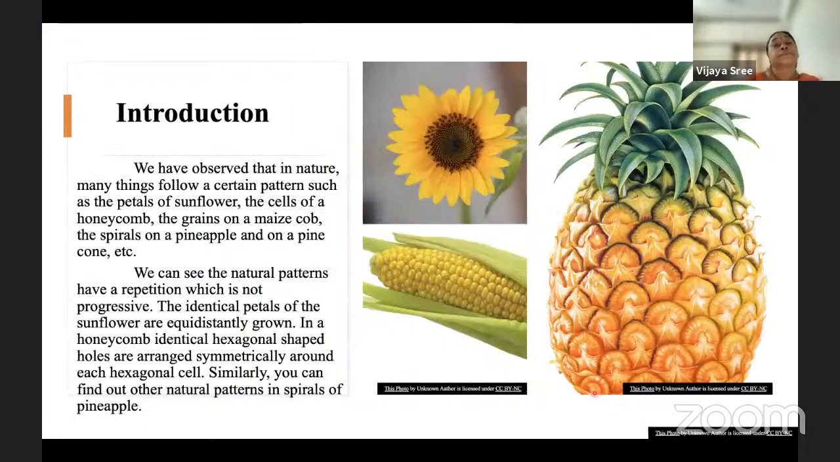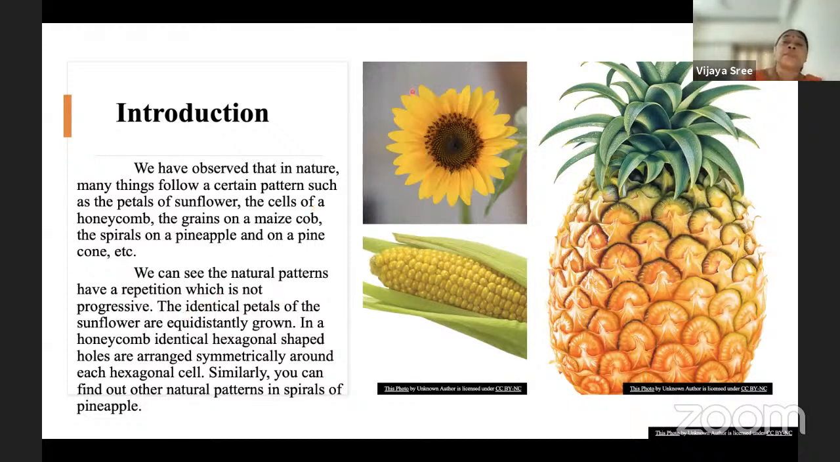Next, introduction. We have observed that in nature many things follow a certain pattern, such as the petals of a sunflower, the cells of a honeycomb, the grains on a maize cob, the spirals on a pineapple and on a pine cone, and custard apple and seeds of a pomegranate, and so on. Not only these, so many patterns are there in our nature. We can see natural patterns which have a repetition, which is not progressive.